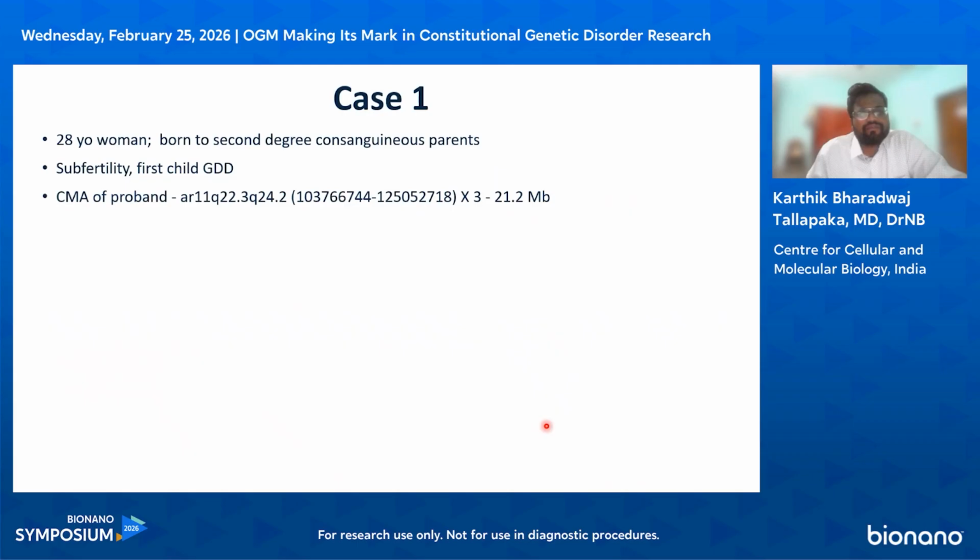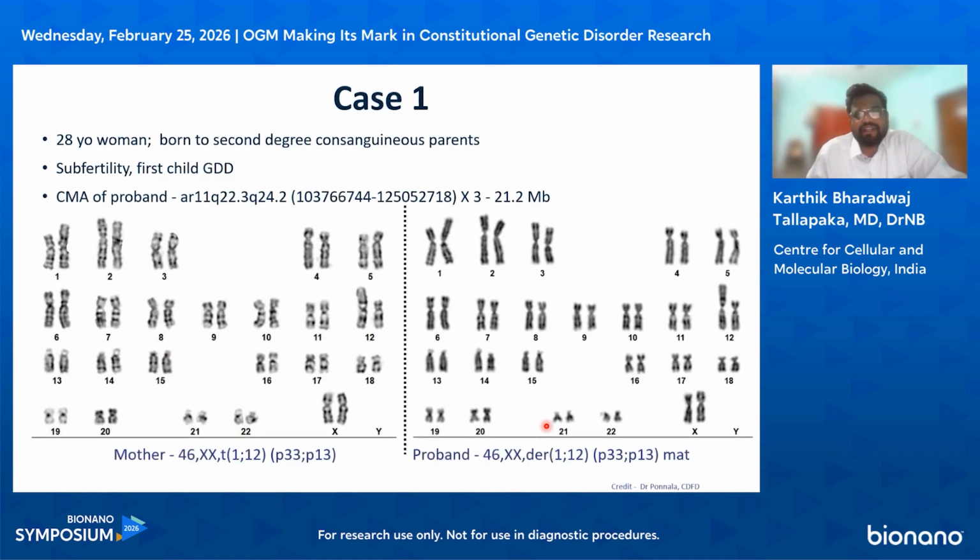So, a 28-year-old woman born to second-degree consanguineous parents, with subfertility and a first child with global developmental delay. A chromosomal microarray in that developmentally delayed child identified a duplication in chromosome 11, right? And then karyotyping done subsequently identified a translocation between chromosome 1 and 12, both in the mother and the proband, but no additional abnormality. So you can see the discrepancy here. The CMA is suggestive of a duplication on chromosome 11, and there is an apparent balanced translocation between chromosome 1 and 12 on karyotyping.